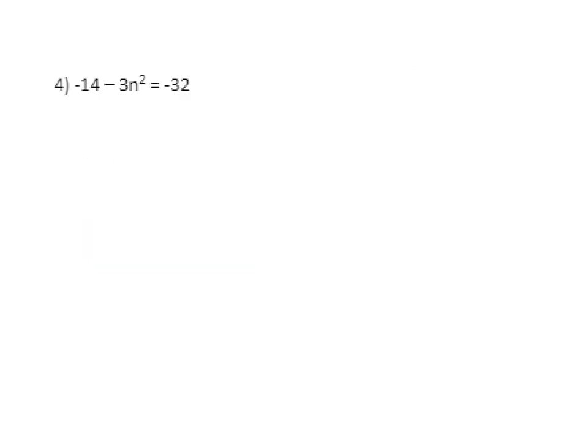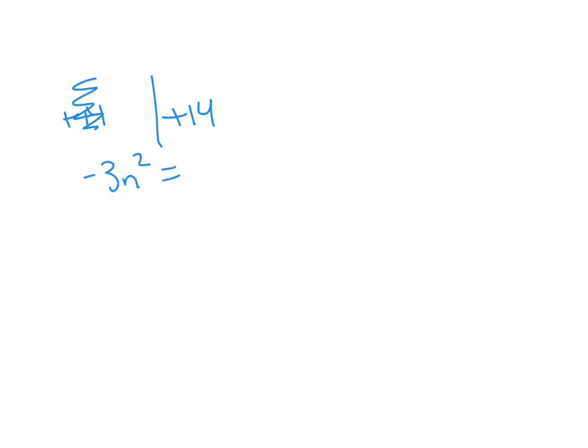Okay, so last example, we have negative 14 minus 3n squared equals negative 32. So we're going to get the n squared by itself again. We're going to add 14 to each side. That way we get rid of that negative 14. So notice this is minus, so this becomes negative 3n squared. And then negative 32 plus 14 will give us a negative 18.